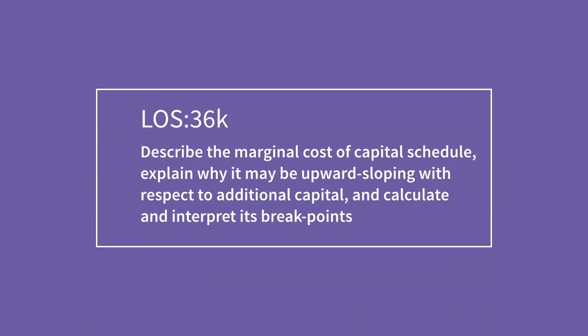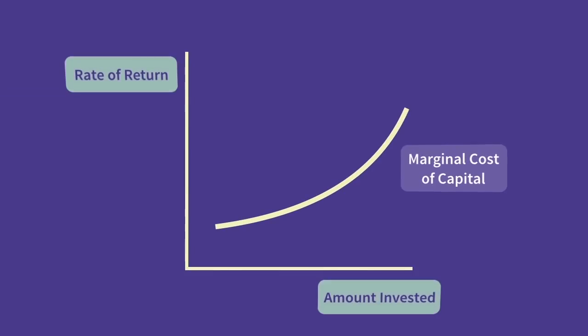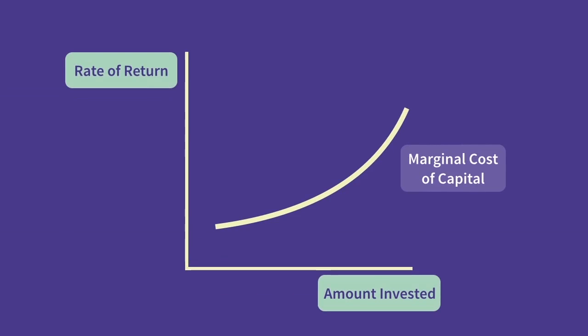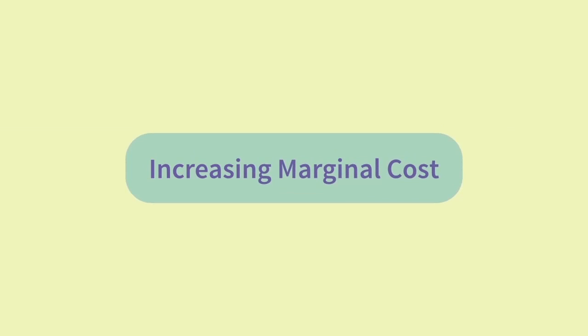Describe the marginal cost of capital schedule, explain why it may be upward sloping with respect to additional capital, and calculate and interpret its breakpoints. You might remember this graph from earlier in the section when we spoke about optimal capital budgets. We noted at the time that the more capital we raise, the more it will cost. In this LOS, we need to talk about that in a bit more detail, as well as discussing breakpoints.